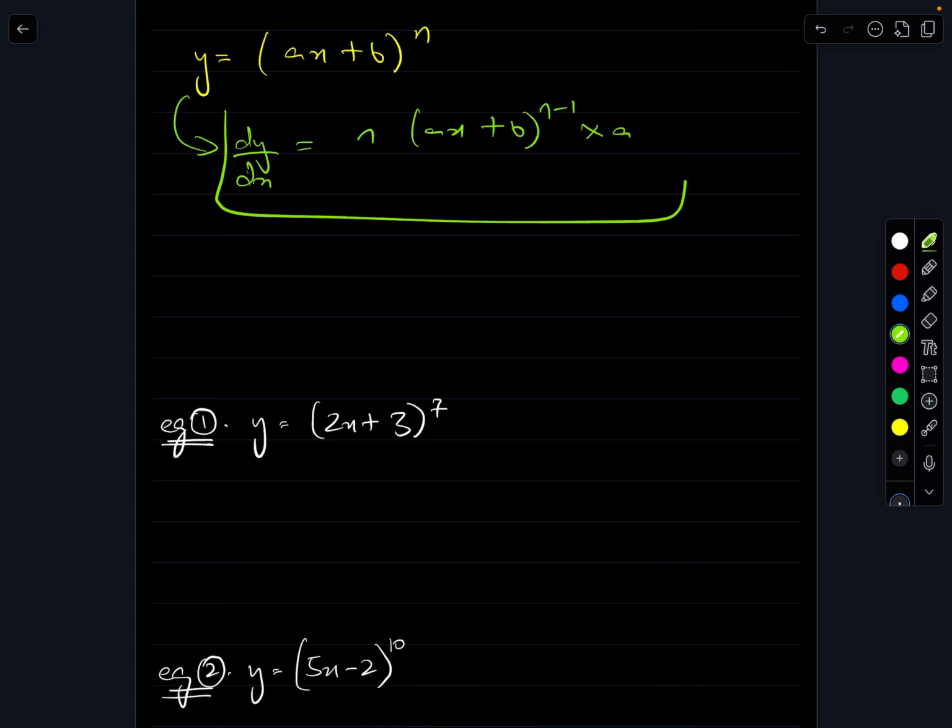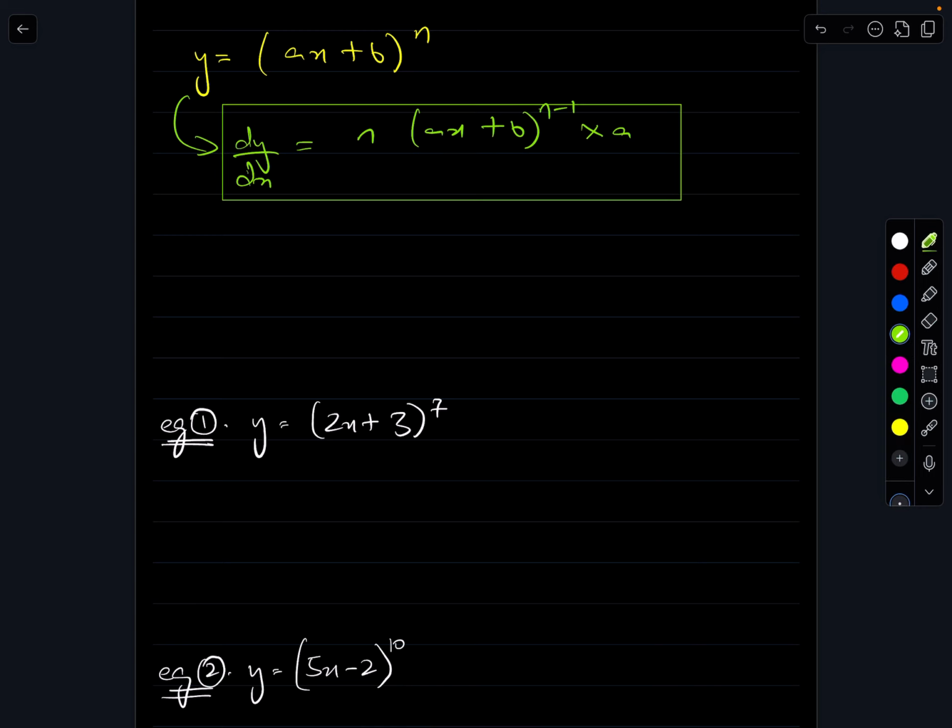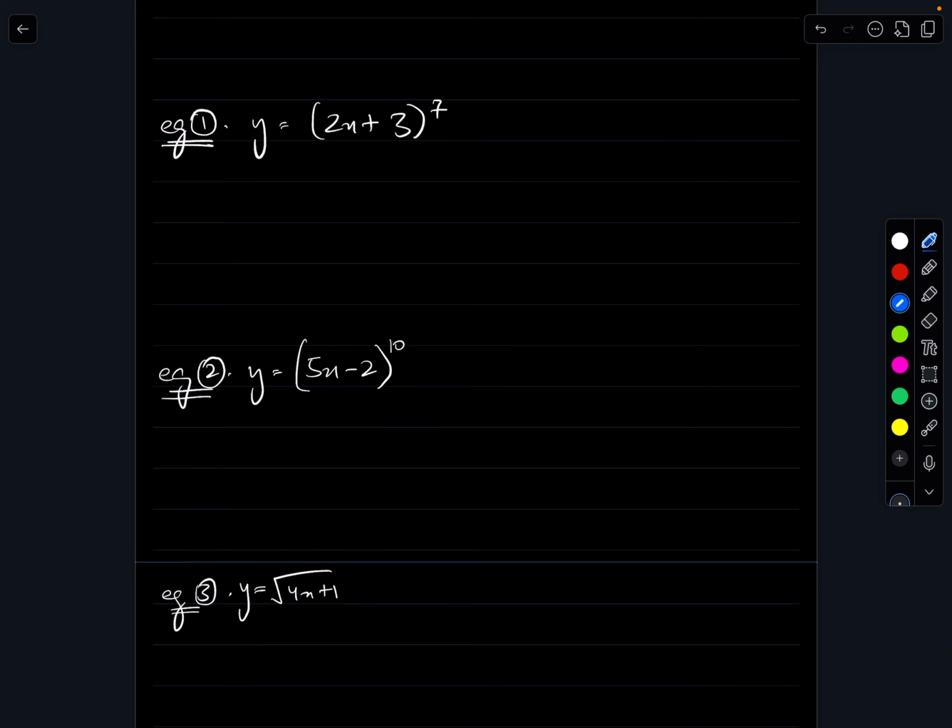So this is going to be the general form of dy by dx, or you can also write it as an. For now, I'll just leave it like this. We'll take a few examples, starting off with this.